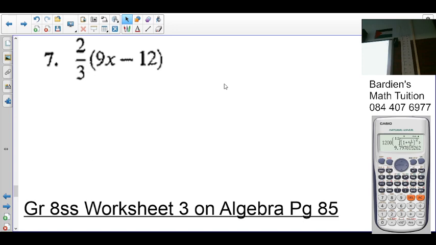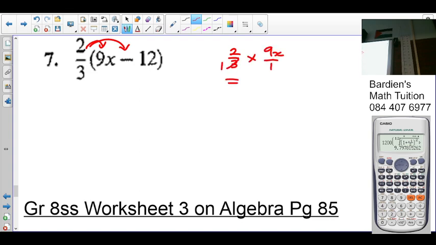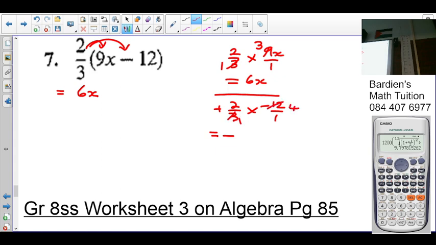So we get rid of the brackets by multiplying out. In other words, that will be 2 over 3 times 9x over 1. 3 going into 3 once, 3 going into 9, 3 times. 3 times 2x is 6x. Then we get 2 over 3 multiplied by negative 12 over 1. Negative times positive is negative. 3 going into 3 once, 3 going into 12, 4 times. 4 times 2 is 8.